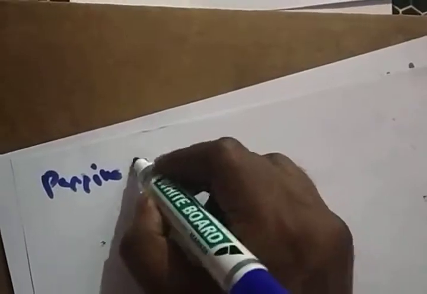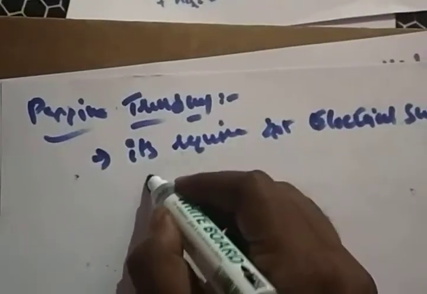Now we'll discuss a passive transducer. So what is a passive transducer? This type of transducer requires external electrical supply for its operation. That means if a transducer needs to operate, it requires electrical supply. So only when the electrical supply is switched on will these types of transducers work. Right? It requires external electrical supply for its operation.